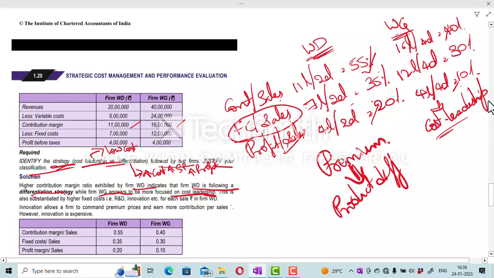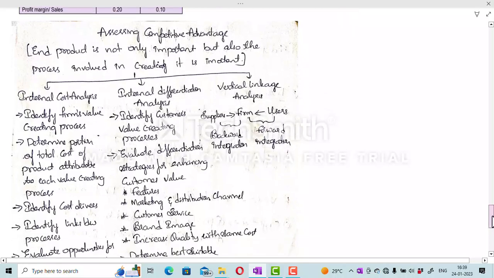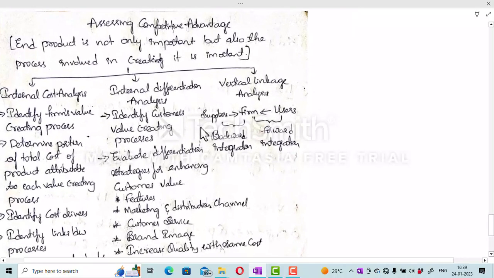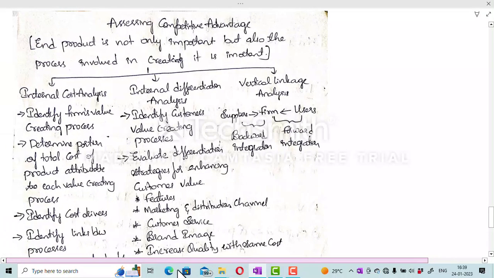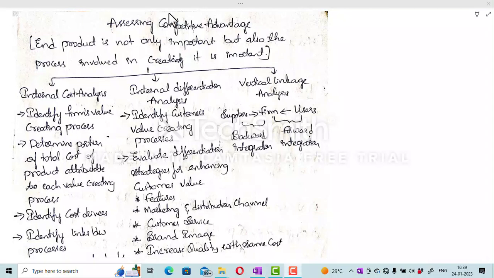Okay, we are done with this example. Next topic, assessing the competitive advantage. See, we have gained importance over our competitors, but it is not sufficient. How we have earned it does matter, because along with profits, the customer is also important for us.